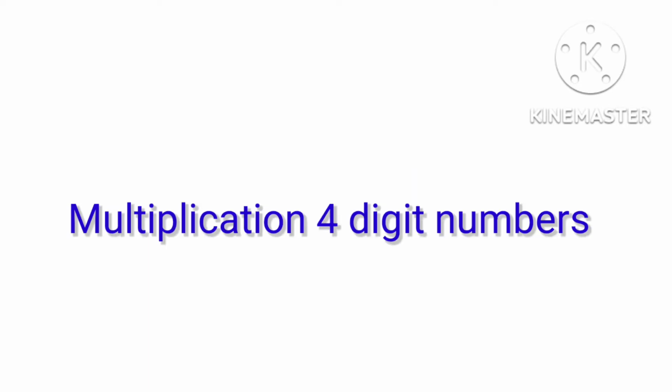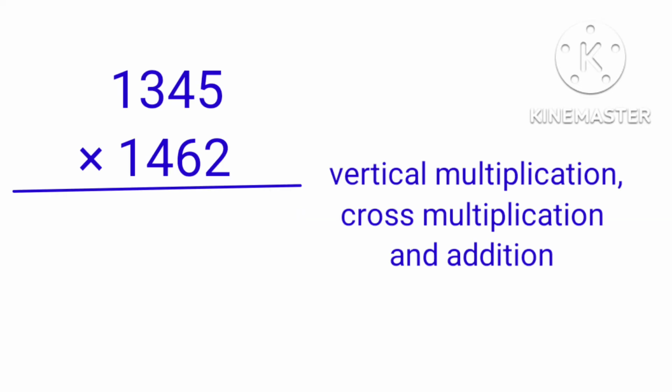Trick number 9. Multiplication of four-digit numbers. Here the steps are vertical multiplication, cross multiplication and addition. We start from the left side and then proceed to the right. So first we take 1 and 1. 1 into 1 is equal to 1. There is no carry, so write down 1.